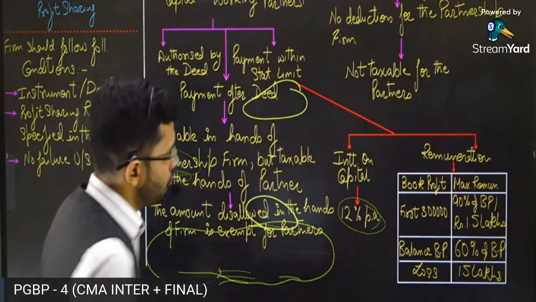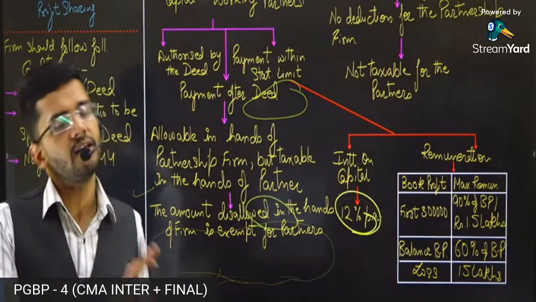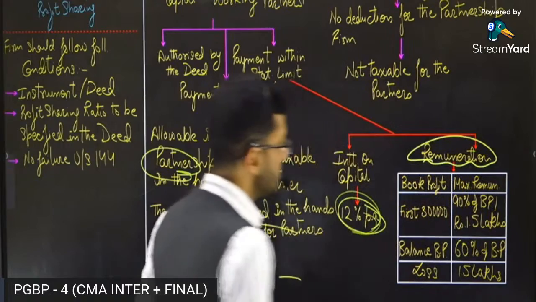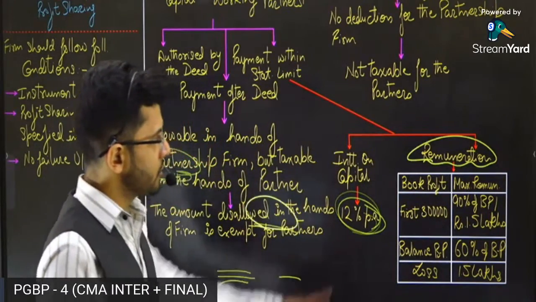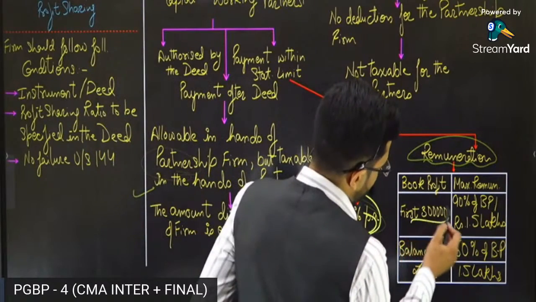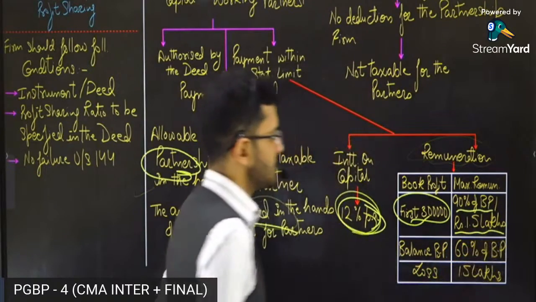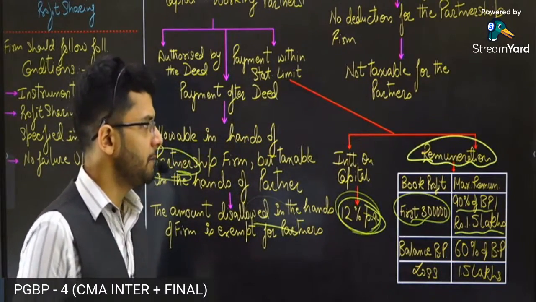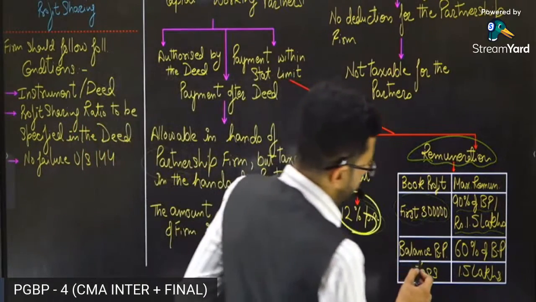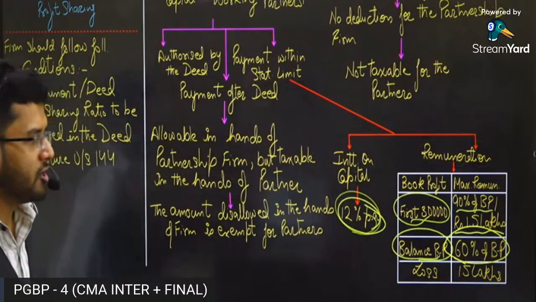Yes, guys. So 12% interest on capital is allowed as a deduction. More than 12% will be disallowed. Then remuneration to the partners, the salary which is given to the partners. Salary should be given according to the book profits of the partnership firm. On the first 3 lakhs of book profits, 90% of book profit or 1.5 lakh rupees is the maximum remuneration that can be paid. Then on the balance book profits, 60% of the book profits can be paid as remuneration.